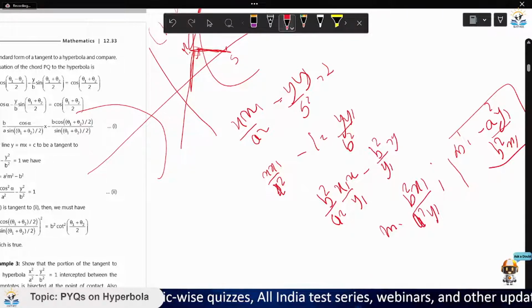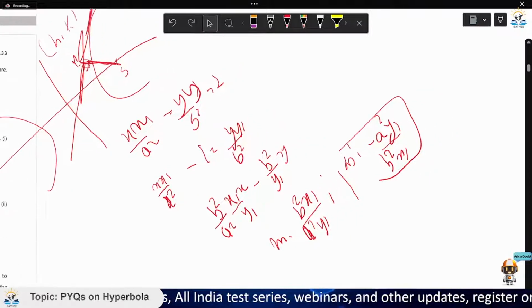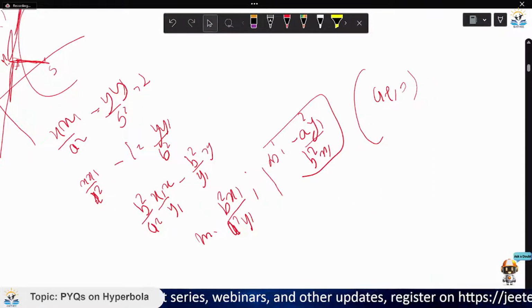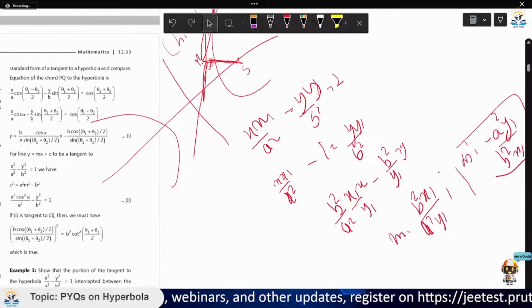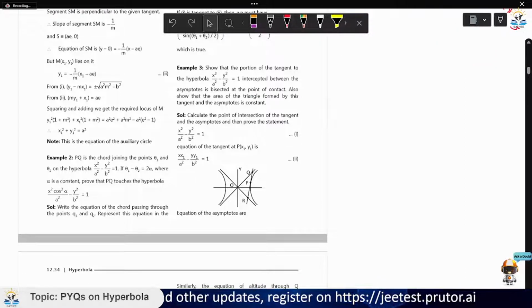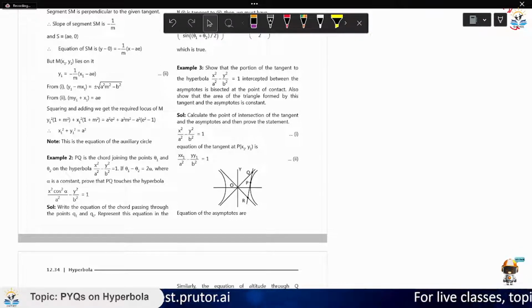So this is my slope of the perpendicular from the focus, and it is passing through (a, 0). So I get two equations, I solve them, and then I get the locus. I'll just move on to the next question because it's too much calculation, guys, and unnecessary calculation at that. Let's move to the next question. And this is the auxiliary circle, right? We know what the auxiliary circle is. The foot of perpendicular from the foci basically lies on the auxiliary circle.